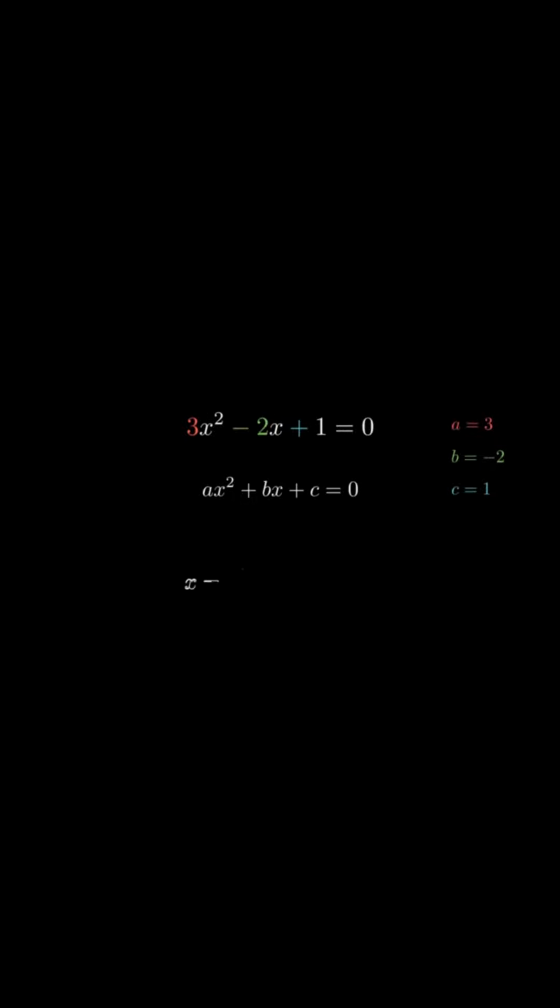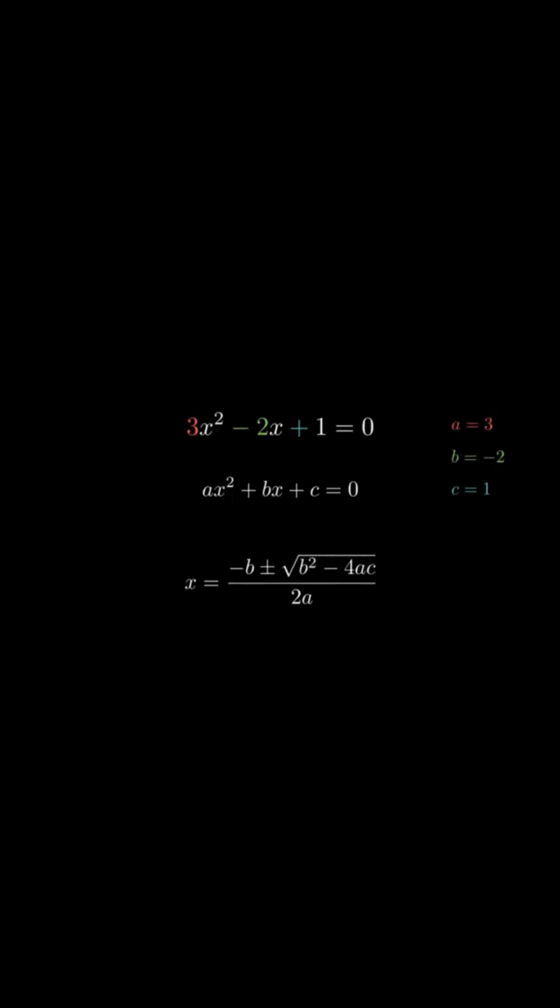Now that we've identified all our coefficients, we can apply the quadratic formula to solve this equation. The quadratic formula states that x equals negative b plus or minus the square root of b squared minus 4ac, all divided by 2a. This formula gives us both solutions to any quadratic equation.